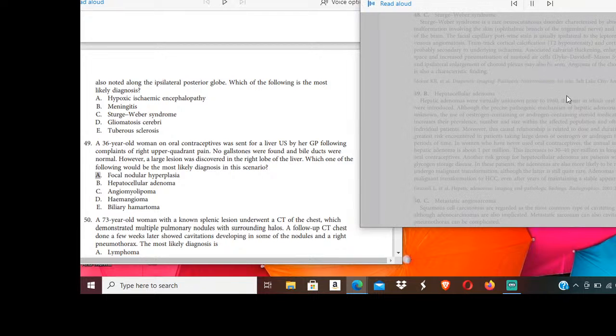C. Sturge-Weber syndrome. Sturge-Weber syndrome is a rare neurocutaneous disorder characterized by abnormal vascular malformation involving the skin, ophthalmic branch of the trigeminal nerve, and leptomeninges of the brain. The facial capillary port wine stain is usually ipsilateral to the leptomeningeal venous angiomatosis. Tram-track cortical calcification, T2 hypointensity, and cortical atrophy is probably secondary to underlying ischemia.